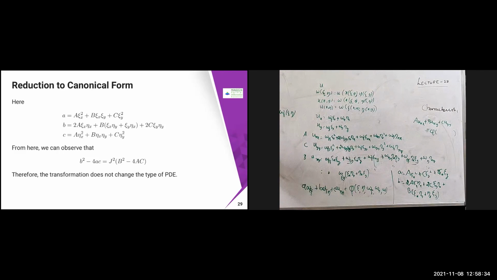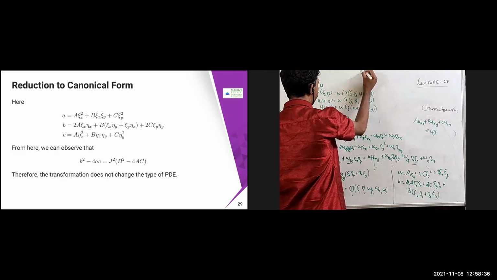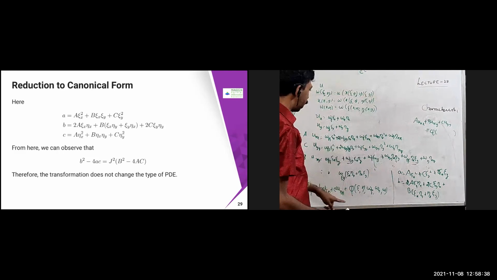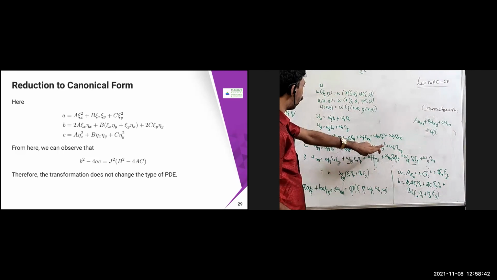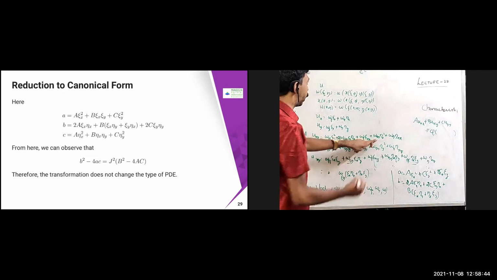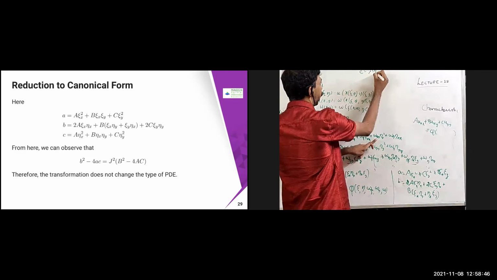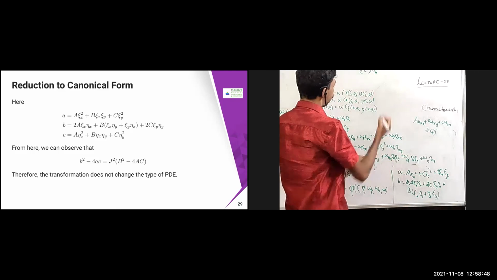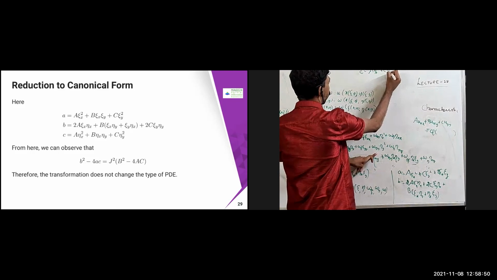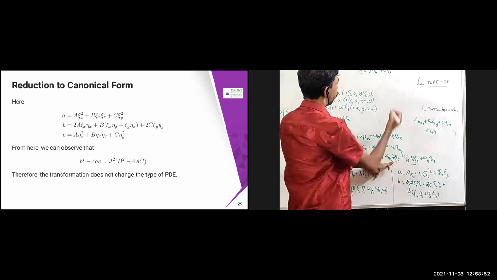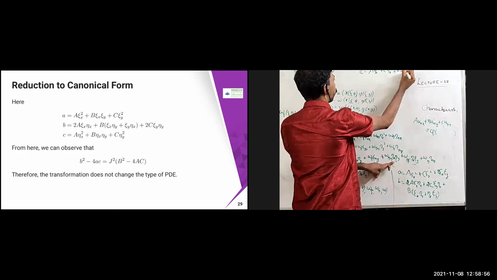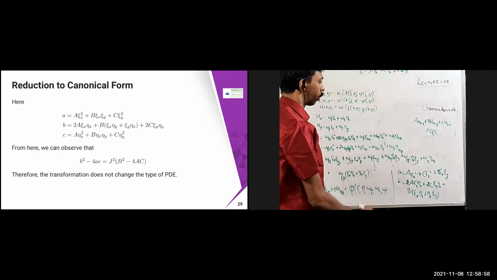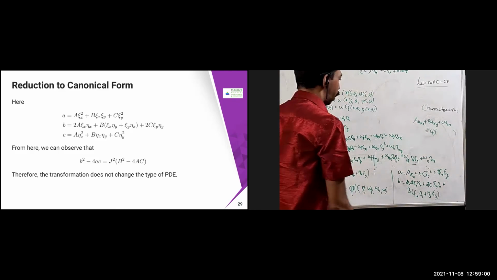Okay, and similarly you can get c. Small c is going to become all the w eta square terms you are going to get, that is going to become a into eta x square, plus c into eta y square, plus b into eta x eta y. Okay, so you can observe this one.